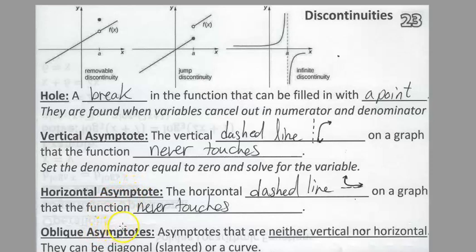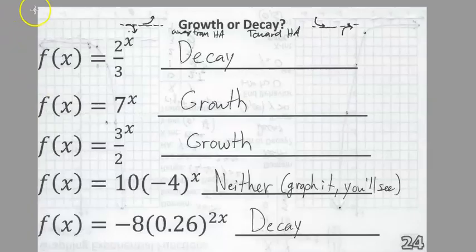And then we have oblique asymptotes. Asymptotes that are neither vertical nor horizontal. They can be diagonal, slanted, or a curve. Those also you can find with rational functions. So the only two we'll be dealing with in this unit are vertical asymptotes for logs and horizontal asymptotes for exponents.